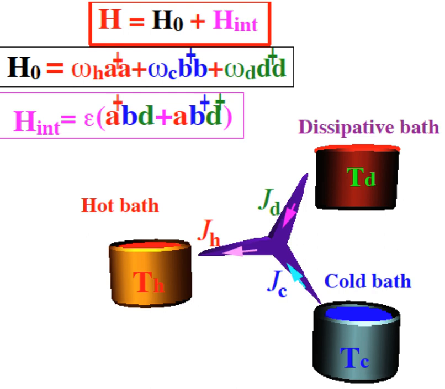In addition, in steady state the entropy is only generated in the baths, leading to the second law of thermodynamics: d/dt ΔS_u = -J_H/T_H - J_C/T_C - J_D/T_D ≥ 0.